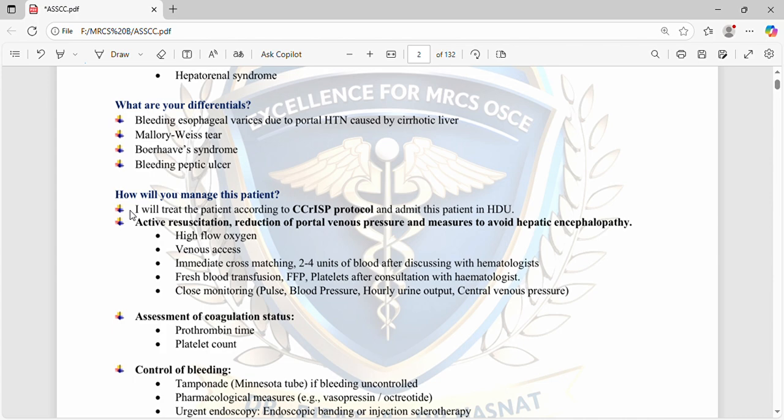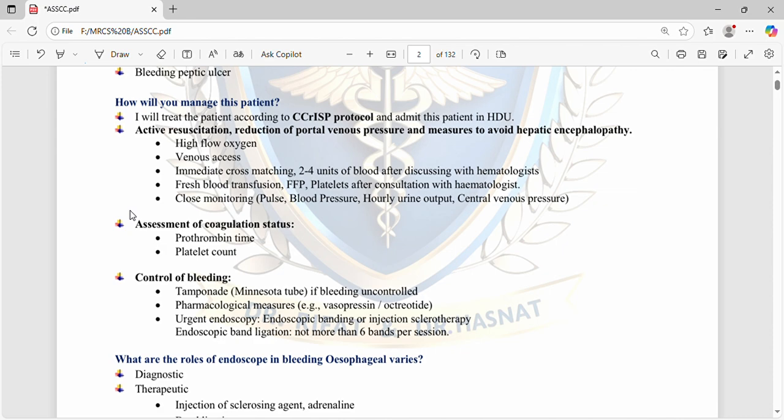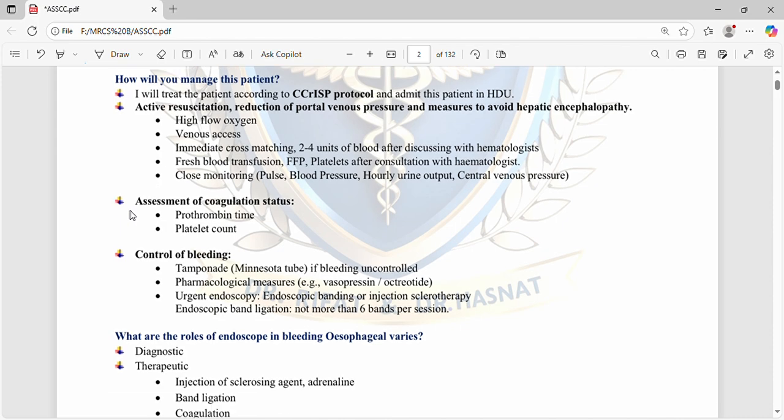Since it's a critically ill patient, I will manage this patient according to the protocol A, B, C, D, E. Active resuscitation, reduction of portal venous hypertension, and measures to avoid hepatic encephalopathy. High flow oxygen, venous access immediately. Cross matching 2 to 4 units of blood after discussing with the hematologist. Fresh blood transfusion, FFP, platelets, and consultation with the hematologist. Close monitoring of pulse, blood pressure, hourly urine output, central venous pressure monitoring. Assessment of coagulation status: prothrombin time, platelet count, and INR. Control of bleeding: tamponade, Minnesota.